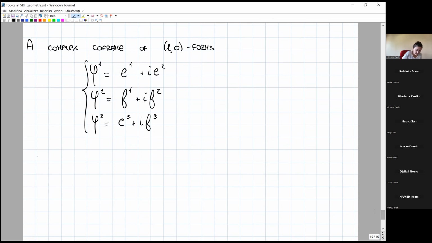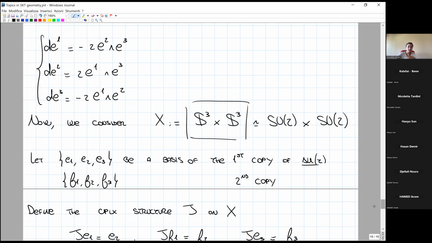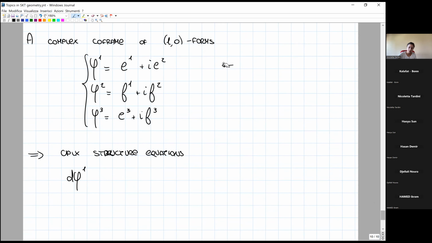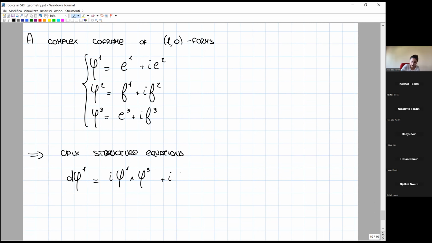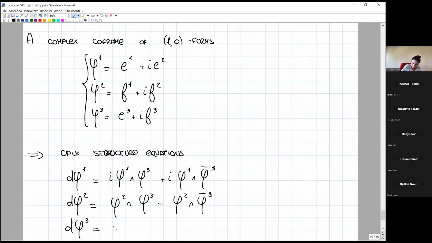And what we find is that the complex structure equations become the following. If you apply the differential to phi 1, it's the differential of E1 plus i times the differential of E2 because of linearity. Then you use the structure equations that are here, and it turns out that this is equal to i phi 1 wedge phi 3 plus i phi 1 wedge phi bar 3. The differential of phi 2 is phi 2 wedge phi 3 minus phi 2 wedge phi bar 3. And the differential of phi 3 is i phi 1 wedge phi bar 1 plus phi 2 wedge phi bar 2.